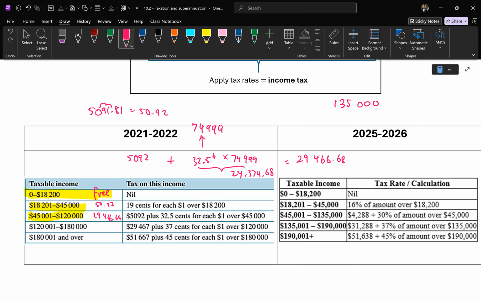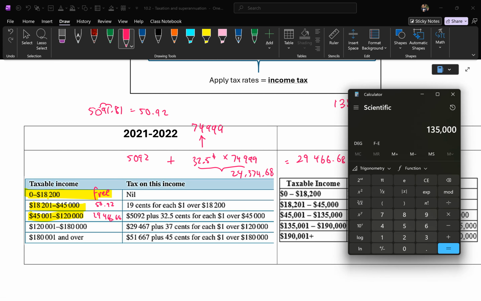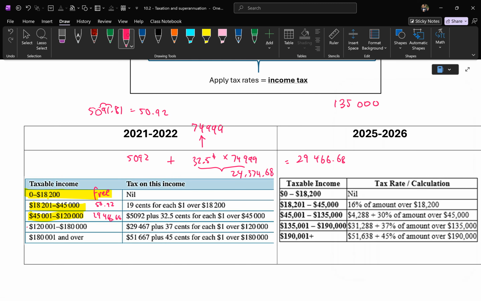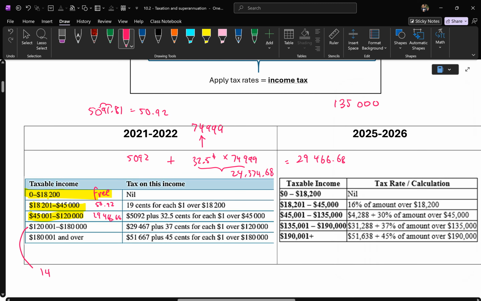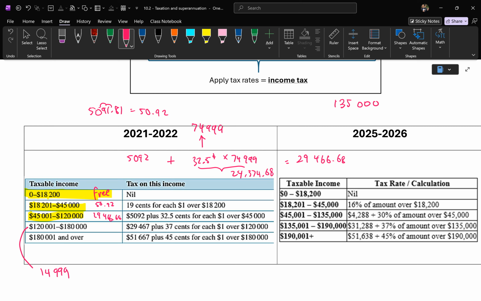But how much exactly? You take 135,000, take away this amount, because you don't earn 180,000. Your max is 135. So 135,000 take away $120,001. That's how much extra you have in this bracket. So in this bracket, you currently have $14,999 extra.